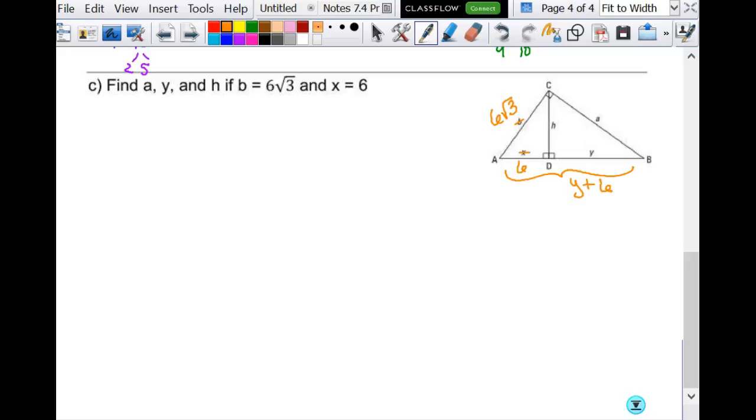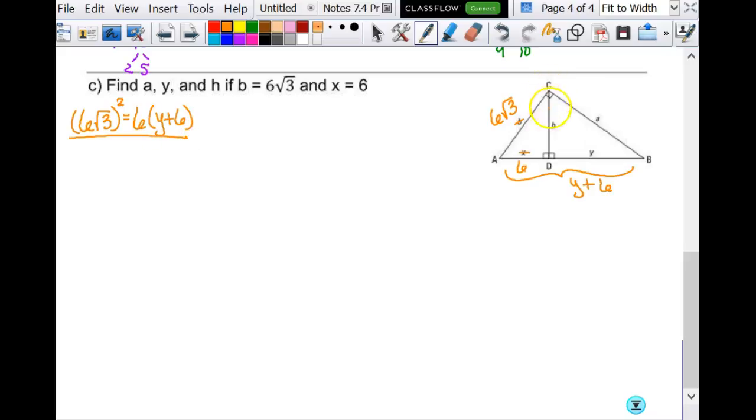Okay, so I go through this piece by piece and step by step. I'm going to get the leg squared, so (6√3)² equals the piece that's attached to it, which is 6, times the whole thing, which is y plus 6. 6 times (y + 6). And I stop. I do nothing else until everything is done.